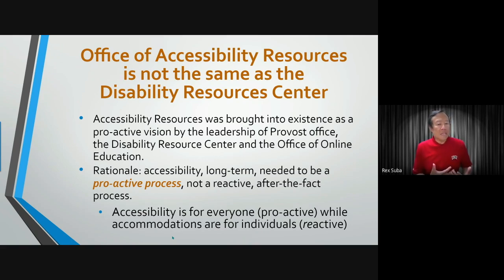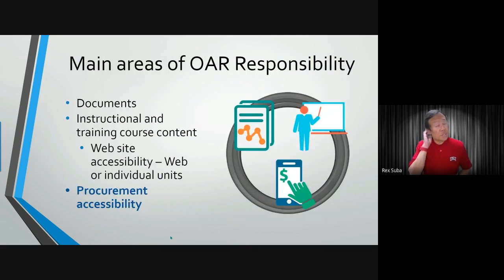So that means that accommodations are a reactive process. And in the case of the Disability Resource Center, they're really focused on providing services for students that are in 4-credit courses, or in the case of those who are going through specialized non-credit courses in continuing education, those students that are in those specialized course offerings. The Office of Accessibility Resources, or OAR, has these particular mandates.